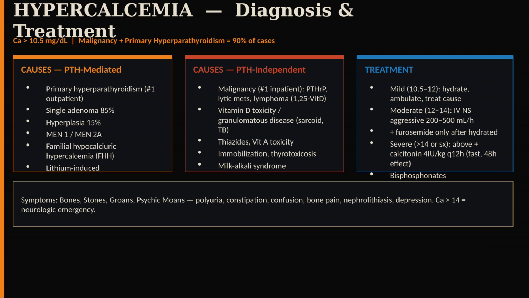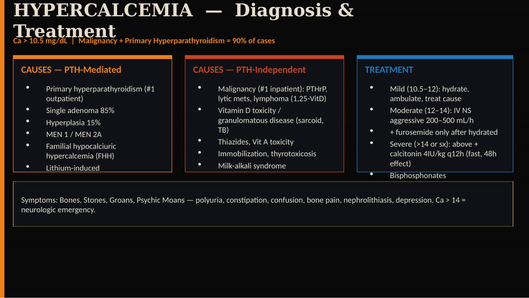Calcium above 10.5. And remember the 90% rule. Primary hyperparathyroidism and malignancy together account for 90% of all hypercalcemia. The split is clean and clinically useful. Hyperparathyroidism is the number one outpatient cause, malignancy the number one inpatient cause. So the PTH level splits your whole differential.